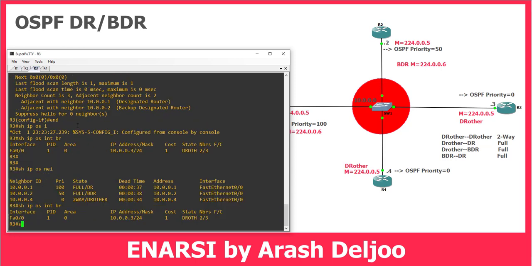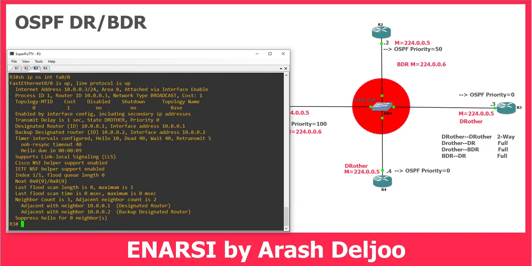In router 3, show IP OSPF interface FastEthernet 0/0. Look at here. The state of this interface is DRother, priority is 0. This is the DR router ID, this is the BDR router ID, this is the DR IP, and this is the BDR IP. Here you can see we have 3 neighbor count, and 2 of them are full neighborships. Adjacent with 1.0.0.1, adjacent with 1.0.0.2. 1.0.0.1 is the DR, and 1.0.0.2 is the BDR.